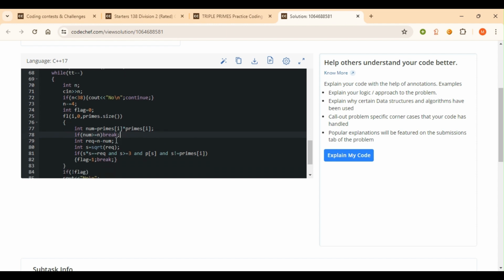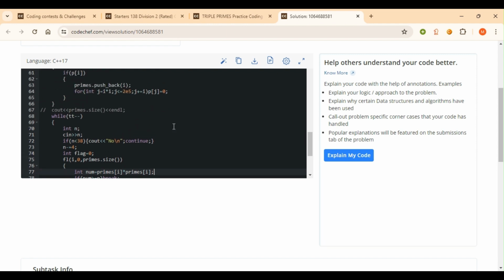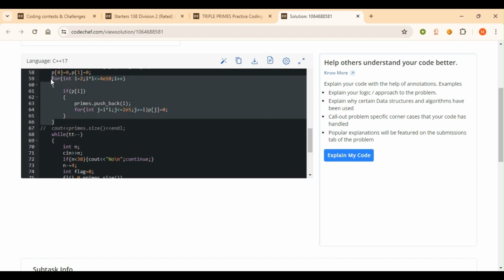And what is the required value? As I have previously told, we have our a as 2 and b is primes of I, and what will be c? The c square will be this required value, right? So this required we are considering as c square. Now we just need to check whether this required is a perfect square of a prime number or not. So how do we check? For checking a prime number, we will just check with this array, the array which we have marked initially while doing this sieve, right?